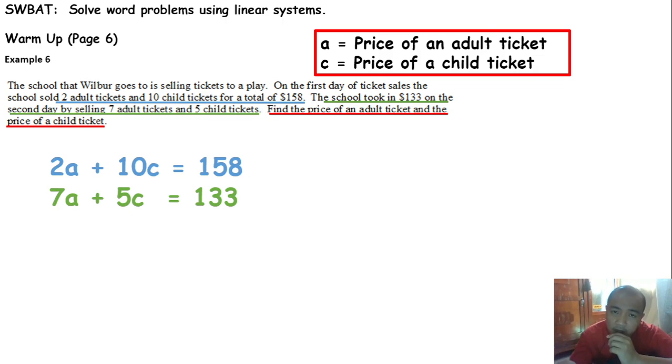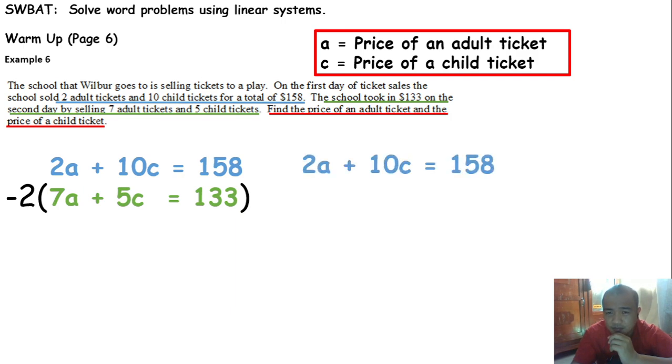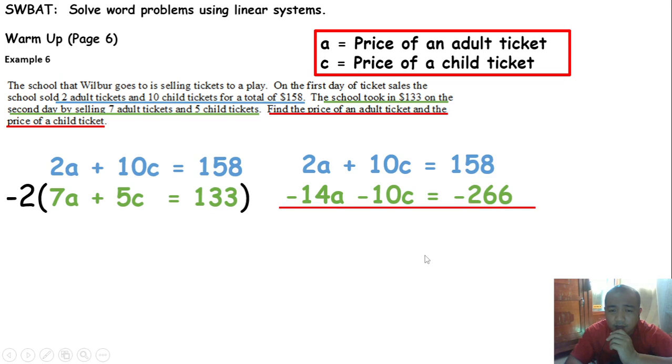We can now solve this by substitution, elimination, or graphing. What do you prefer? Okay, we solve using the elimination method. We cannot just graph these large numbers on a Cartesian plane. So let us multiply equation 2 by negative 2 so that 5C will become negative 10C, so that C will be eliminated later on. So negative 14A minus 10C equals negative 266 for equation 2. Then we can now cancel the variable C. 2A plus negative 14A is negative 12A equals negative 108.